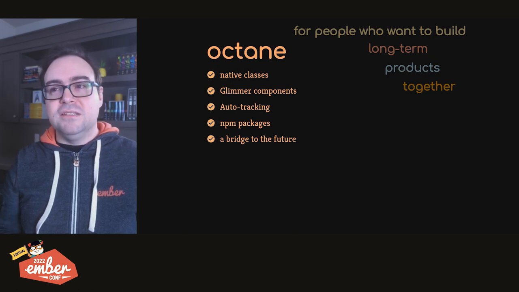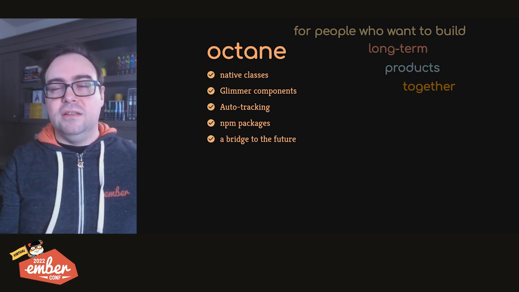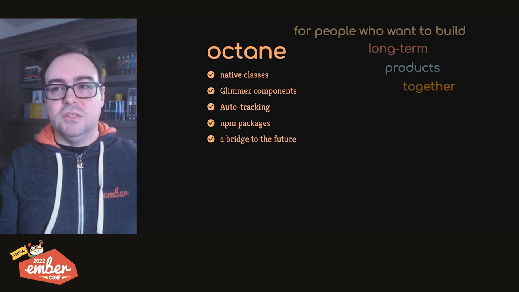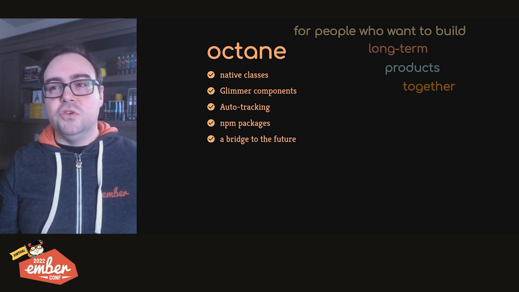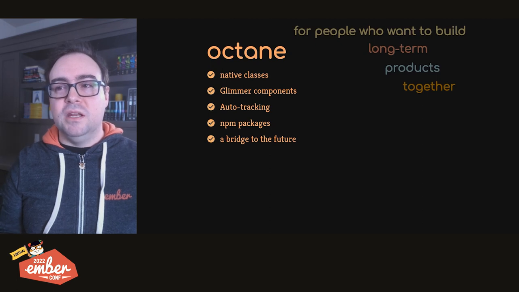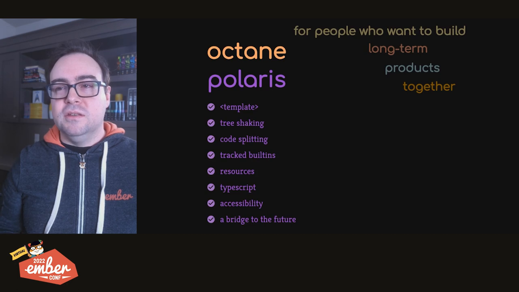We went from classic classes, classic components, and a classic reactivity system, to native classes, Glimmer components, and the auto-tracking reactivity system. Not to mention going from app.import to npm packages. And we made sure that those new features interoperated with the classic versions of those features. In practice, people were able to migrate a little at a time and build new features with Octane idioms right away. And we're following that same path with Polaris.